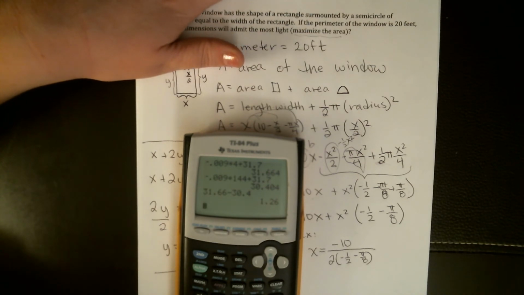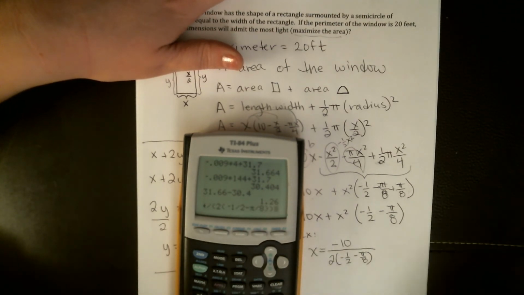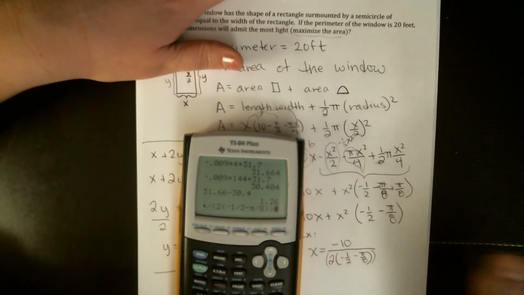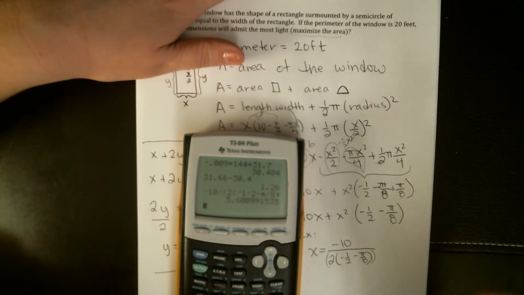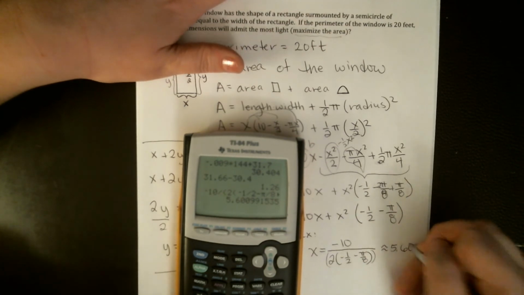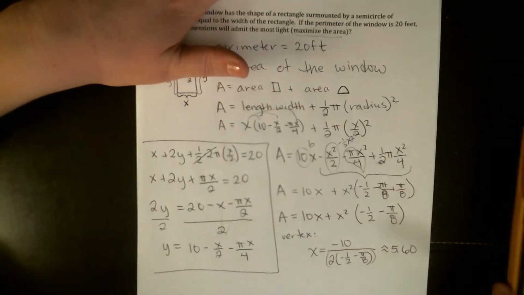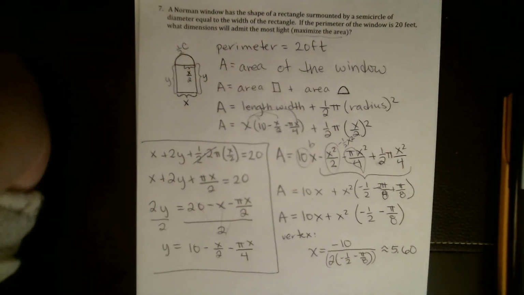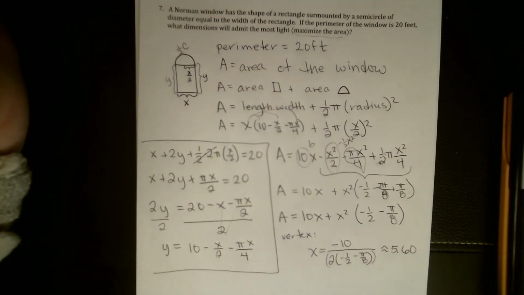Okay, so I have a negative 10. You can cancel that 2 out, but we'll just type it in as it is. 2 times negative 1/2 minus pi over 8. We're going to need some extra parentheses there to force this to all be in the bottom. We have to put a second set around it. So this is about 5.6. We can put a 0 on that. Okay, so the x-coordinate of the vertex is 5.6.